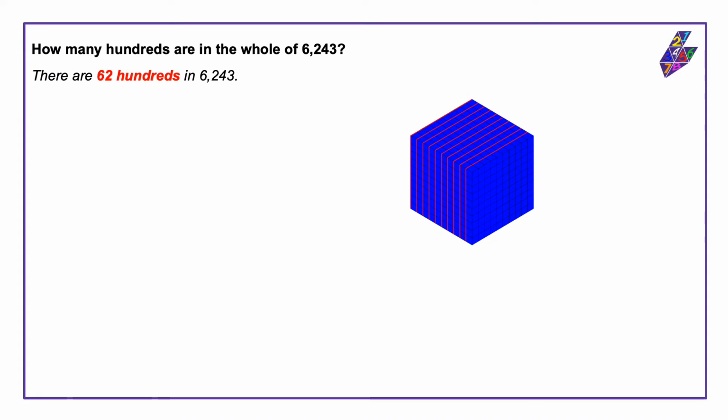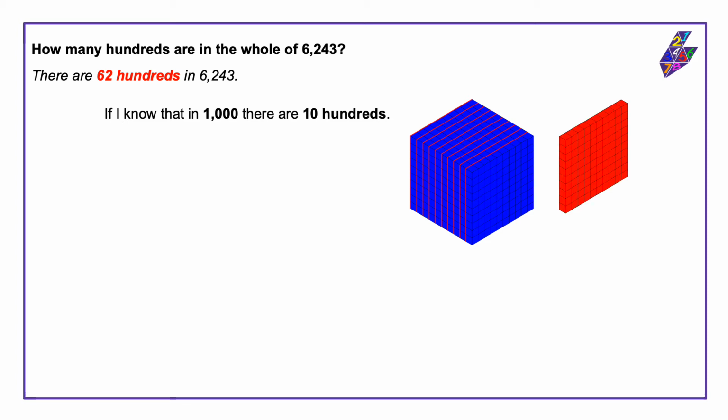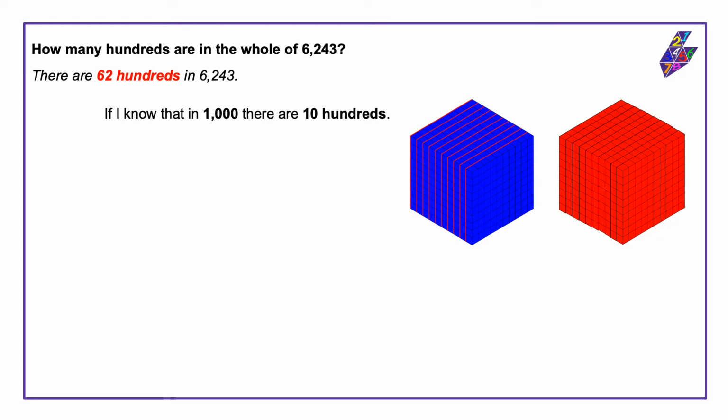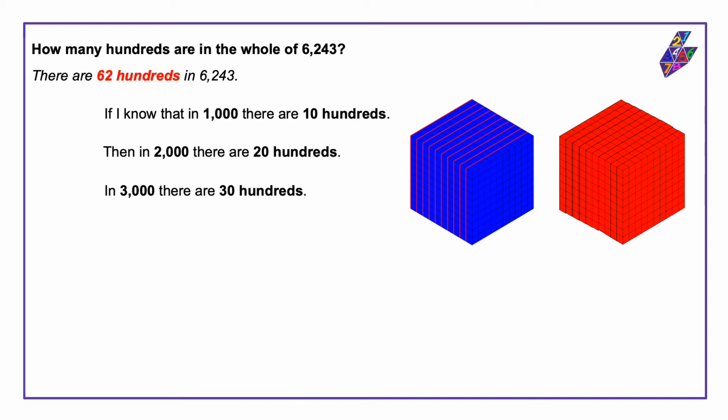There were 62 hundreds in 6,243. I know that in 1,000 there are 10 hundreds. 100, 200, 300, 400, 500, 600, 700, 800, 900, 10 hundreds. 10 hundreds is the same as 1,000. Then in 2,000 there must be 20 hundreds. In 3,000 there are 30 hundreds.